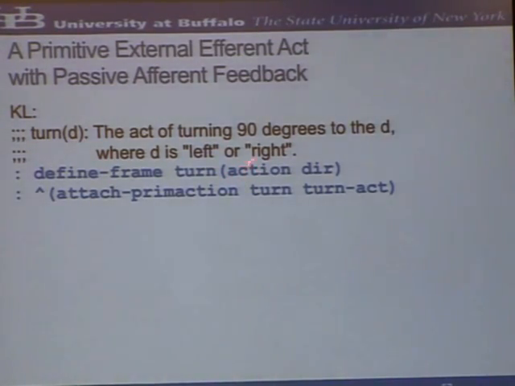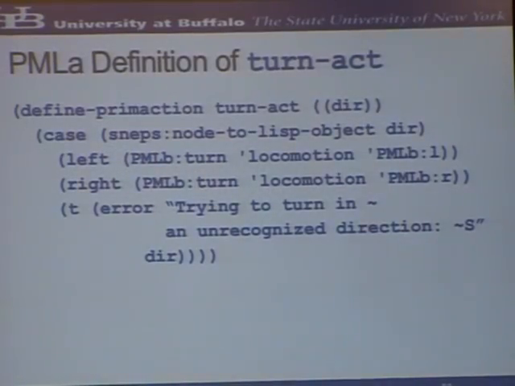So the system knows that an act is primitive because it has an action slot, and the filler must have been attached to a PMLA function. Otherwise, it will say, "I don't know how to do whatever." That's its error message if it fails to find a plan or fails to find the attached prim action. So now we're going to attach the KL term turn to the PMLA function turn act. And here's the definition of turn act.